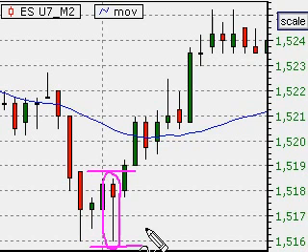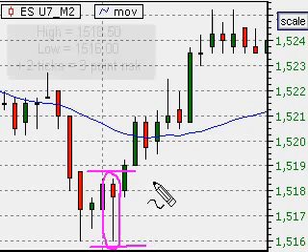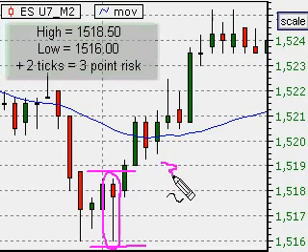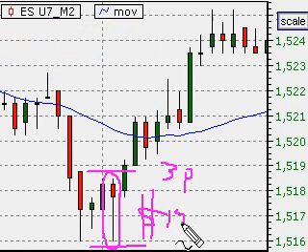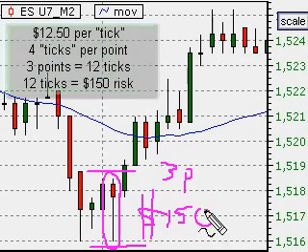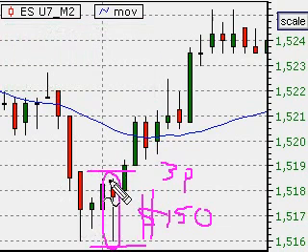A tick is again the minimum amount that the market moves, the increment in which it moves, $12.50 per tick. So that's $150 per contract. Okay, so again, this is 3 points, and the risk is $150 per contract. And that's one of the problems with minute charts. At turning points, it tends to create wide range bars like this.